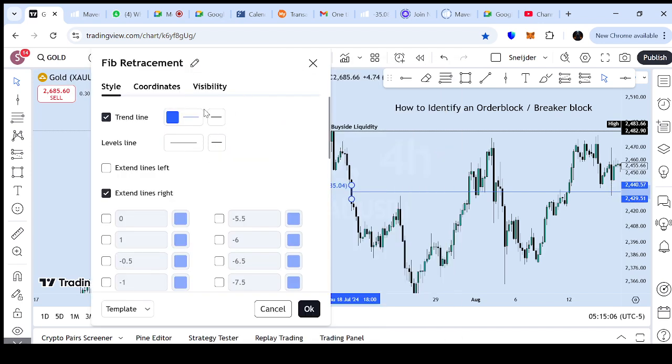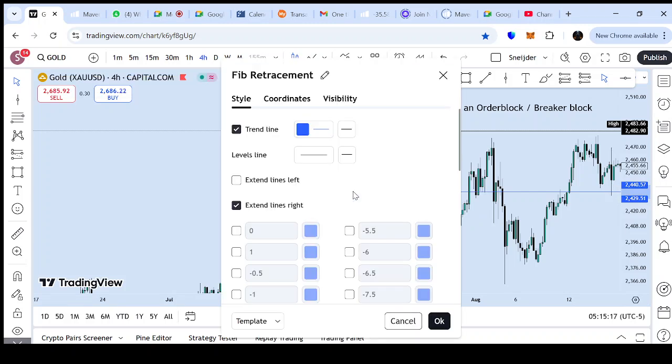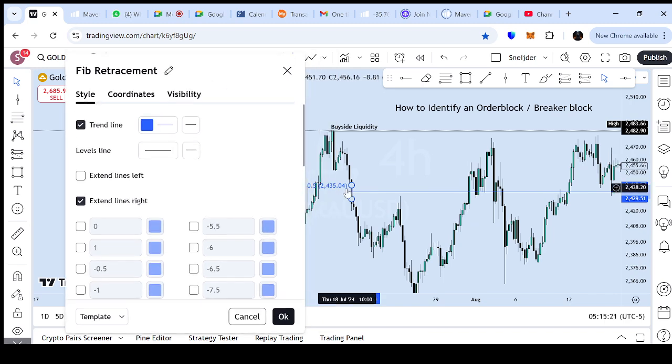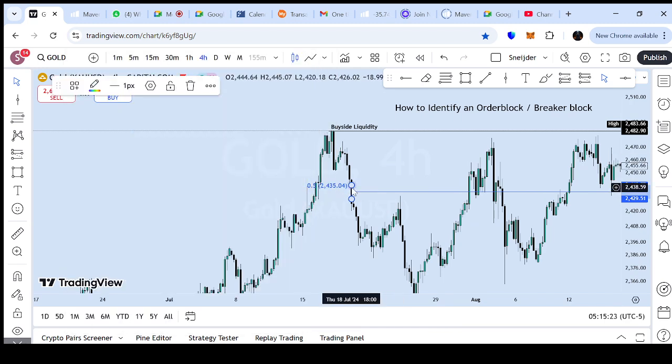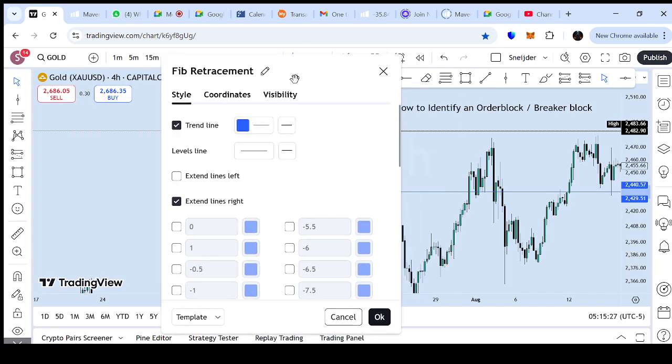If you want this to pop out on your screen like this, you double click on this Fibonacci here. You double click, it will pop out. Do you get that? Okay, yeah. You double click, that's not right click. You double click, it will pop out.